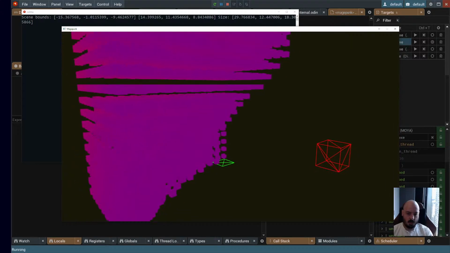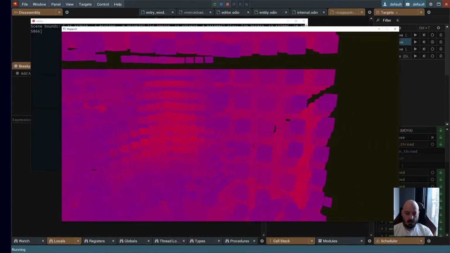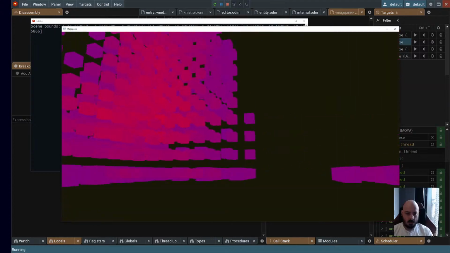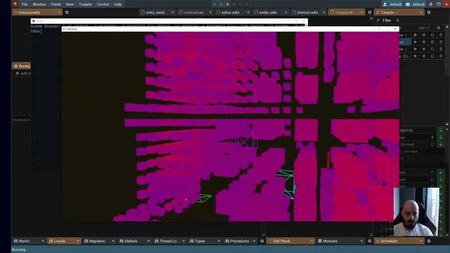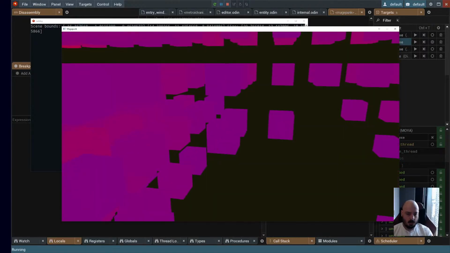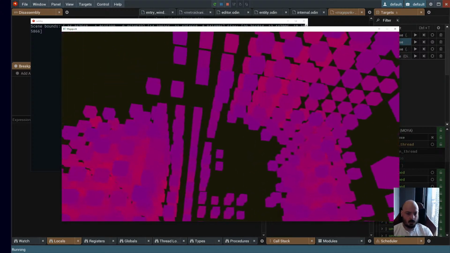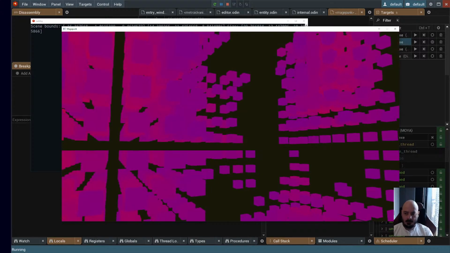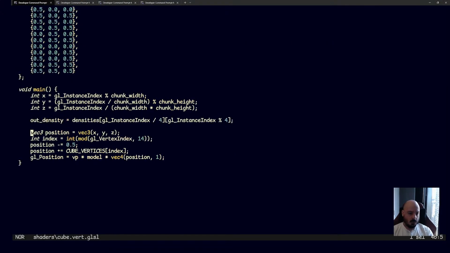Maybe I should use a storage buffer and add more. Just more blocks so we can see a bit more. That's a bit better, right? So you can kind of see how this is turning into 3D terrain now, I think. Of course, the colors are a little bit garish. Interesting.